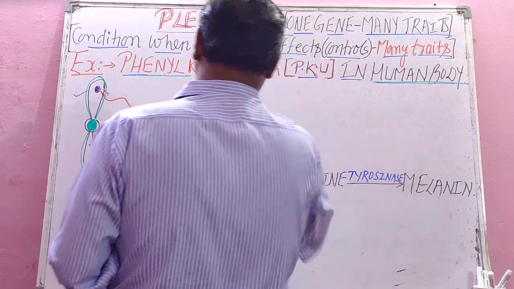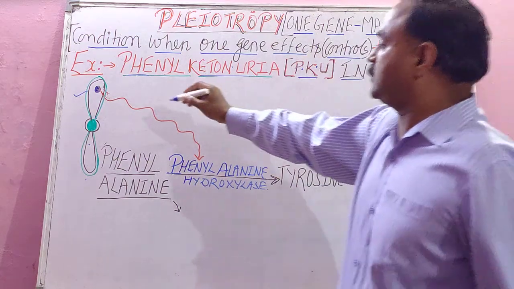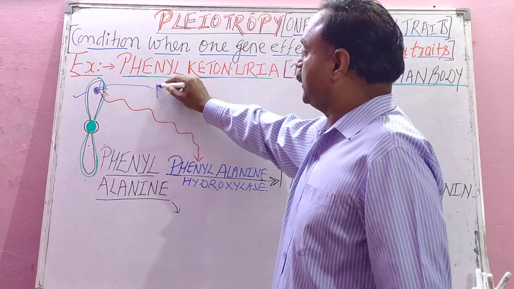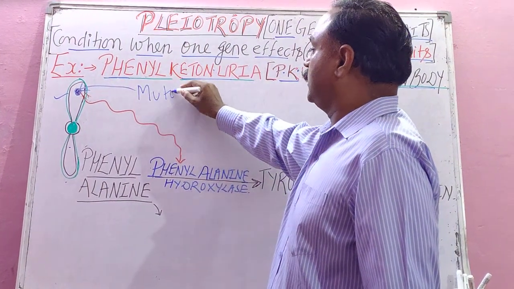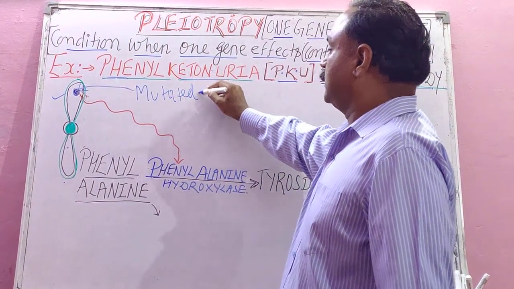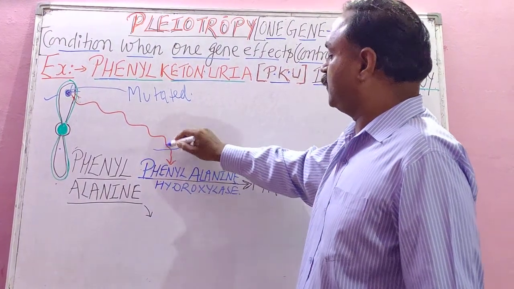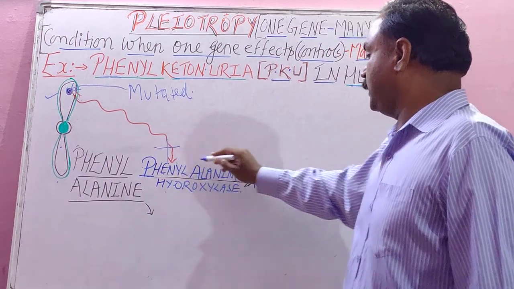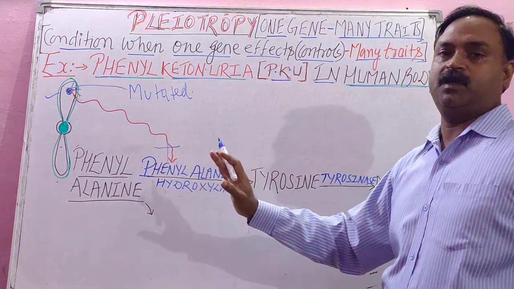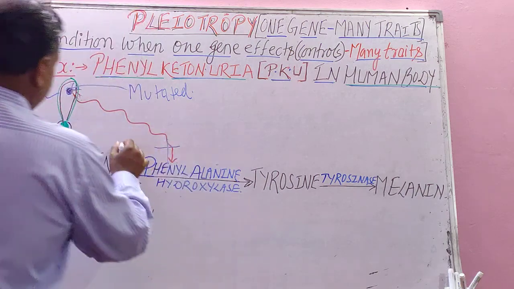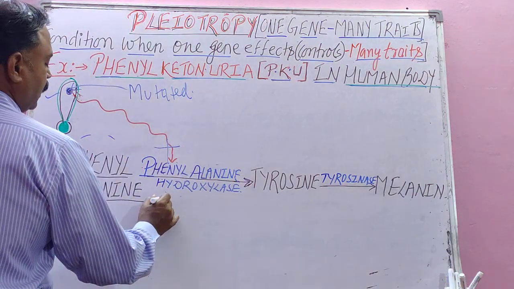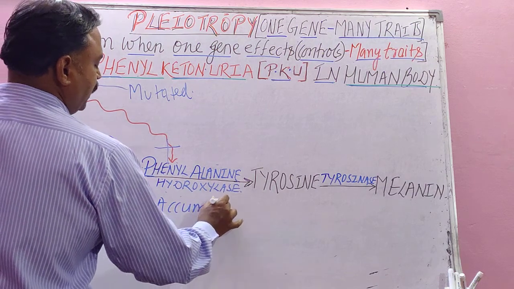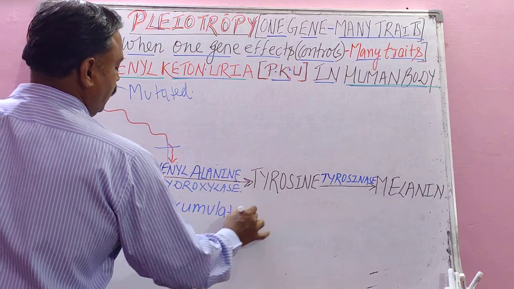Now what happens? Sometimes this gene gets mutated. It is present in your body but gets mutated. Mutation occurs and so there is no production of this enzyme. PAH is not produced. Phenylalanine hydroxylase is not produced. Then what happens, student? This phenylalanine starts accumulating in our body.